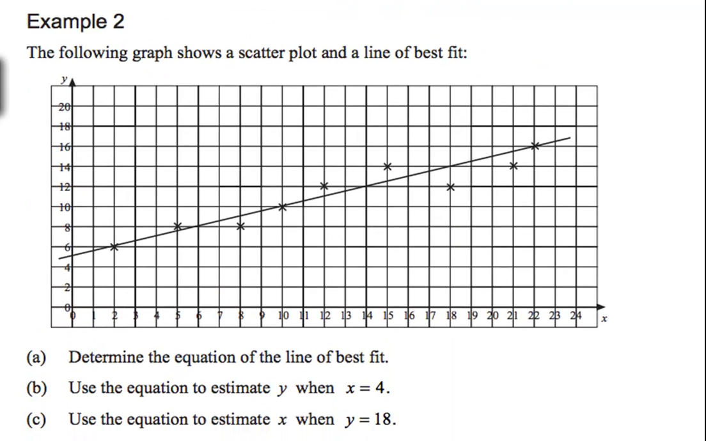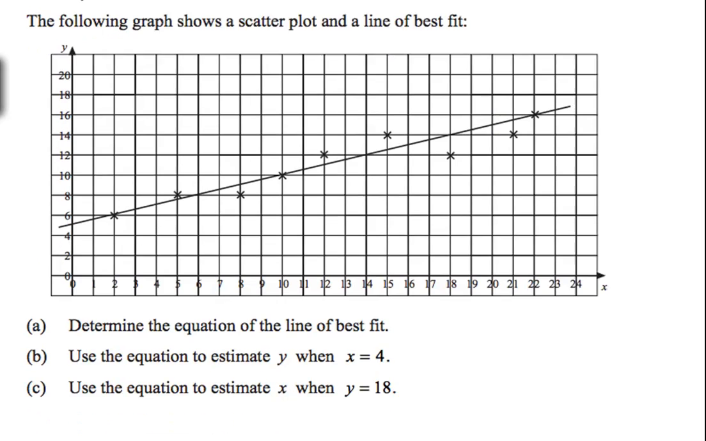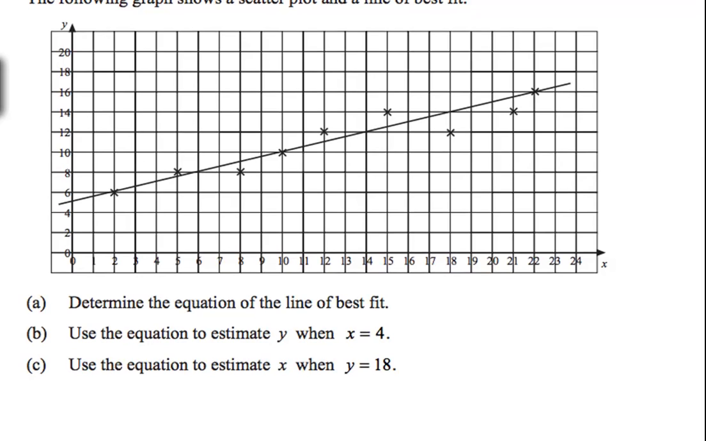Example 2. We already have a scatter plot here, and we already have the line of best fit. So here's the data, it's been plotted, and then we have this line of best fit in between. Determine the equation of the line first, and then we'll answer a couple of questions. Again, we want to find y equals mx plus c. So we want to get c, and we want to find m. Well, c is simply the intercept. Right here, it looks to be very close to 5.